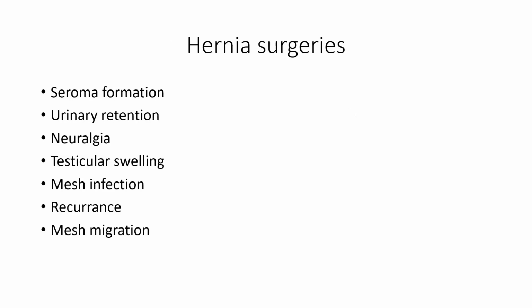Next, we come to hernia surgeries. There's seroma formation which tends to occur because of foreign body reactions. So aspiration should be done if it is symptomatic in nature. There can be urinary retention in these patients, neuralgia, neuropathic pain. Neuropathic pain mainly occurs due to damage to the ilioinguinal, iliohypogastric, or genitofemoral nerves, and no specific management is required as such. There can be testicular swelling in the patients, and there can be mesh infection associated with the mesh which is being put in the patient.